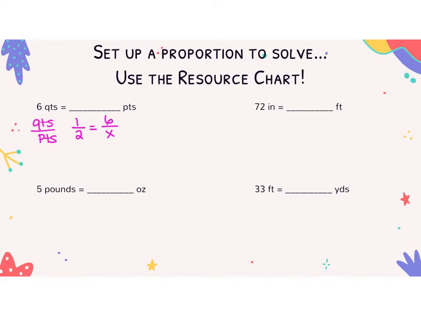Next, we will cross multiply and solve. We'll multiply 1 times x, and that equals 6 times 2, which is 12. Since x is already by itself, our answer is 12. So 6 quarts equals 12 pints.